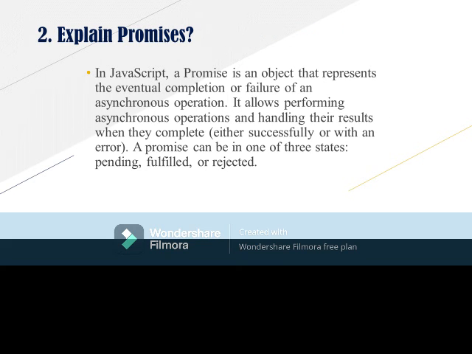Babu, can you explain promises? Yeah. In JavaScript, a promise is an object that represents the eventual completion or failure of an async operation. It allows performing async operations and handling their results when they complete, either successfully or with an error. A promise can be in one of three states: pending, fulfilled, or rejected, when a response comes from an API.